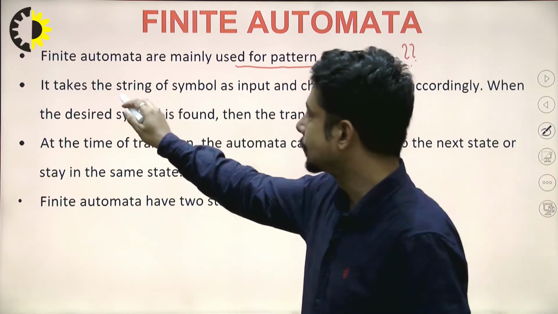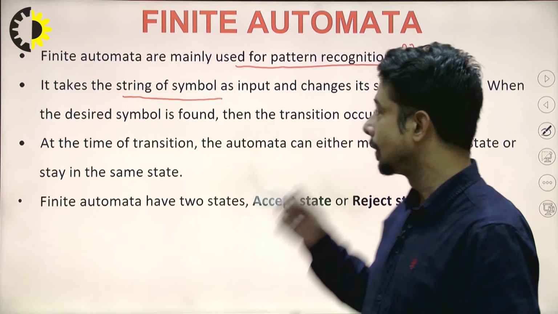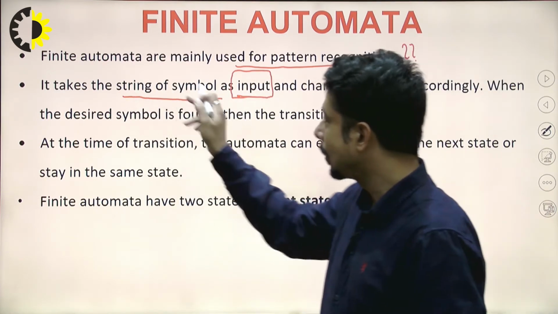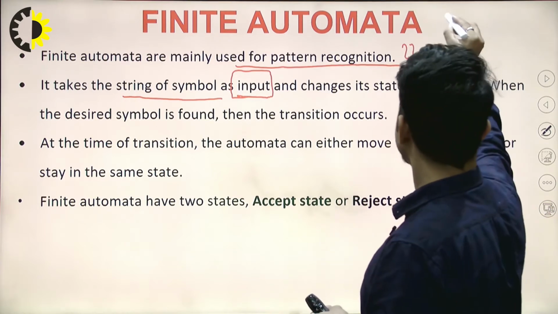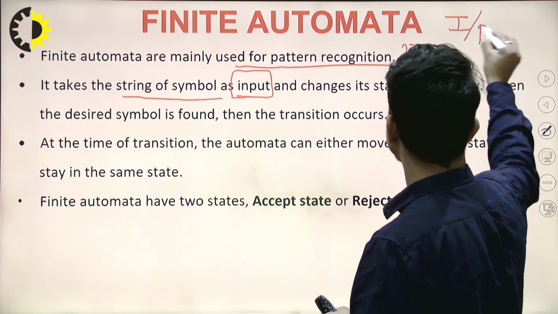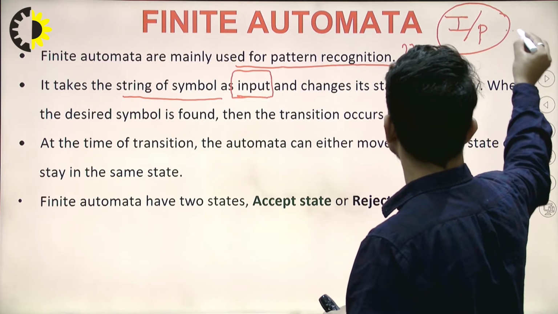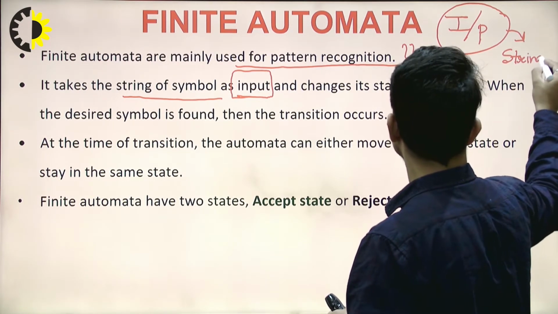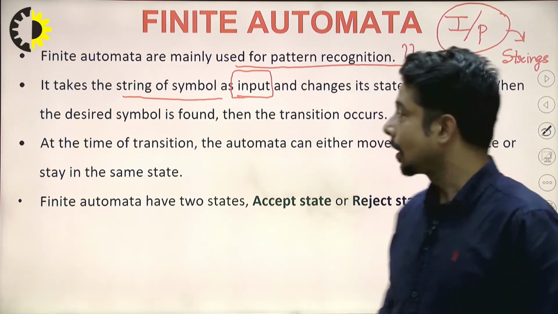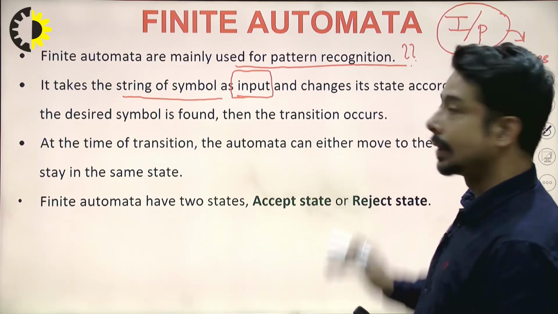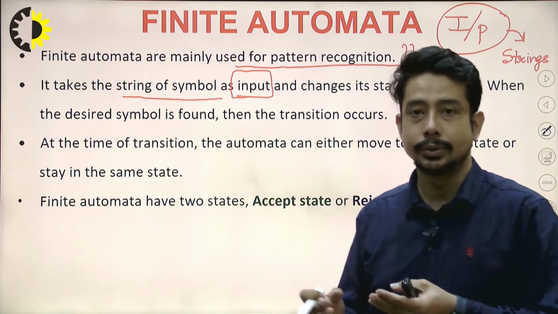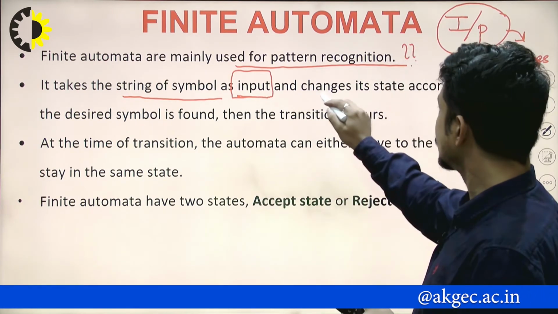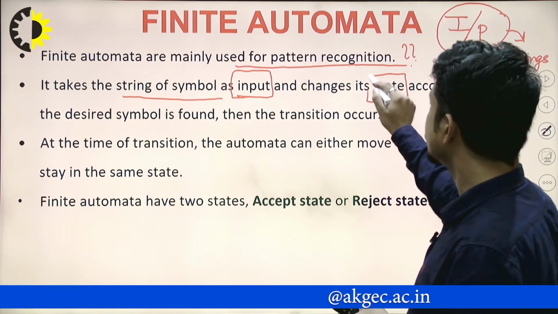It takes the string of symbols, which we have already mentioned in the previous video, as input. That means whatever input you are taking, you are taking this input in the form of strings. Now we will take this input and try to process it. And how to process this? We can process with the help of states. Okay, as I mentioned, it changes its states.